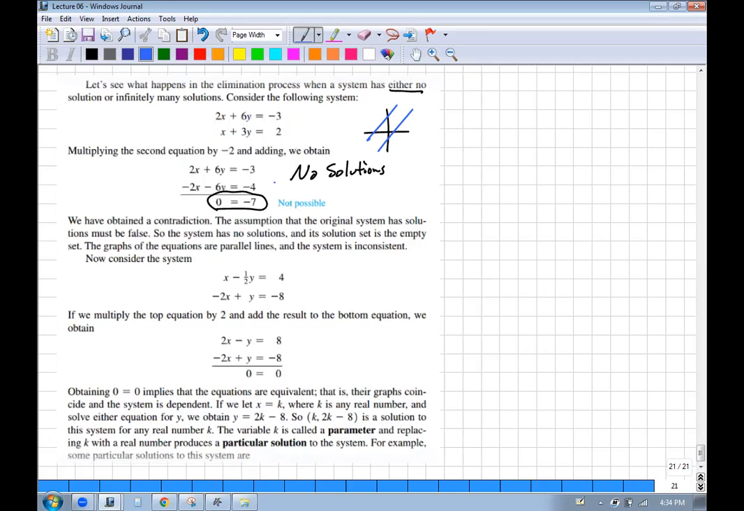Okay. Now let's look at this set here. Okay. If I try to do elimination, if I multiply everything here by 2, I'm going to get a 2x, a minus y, and 8.